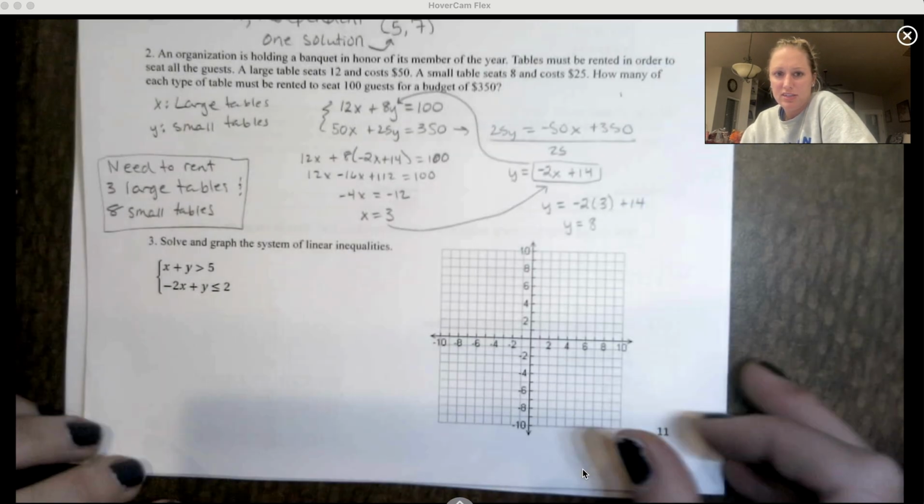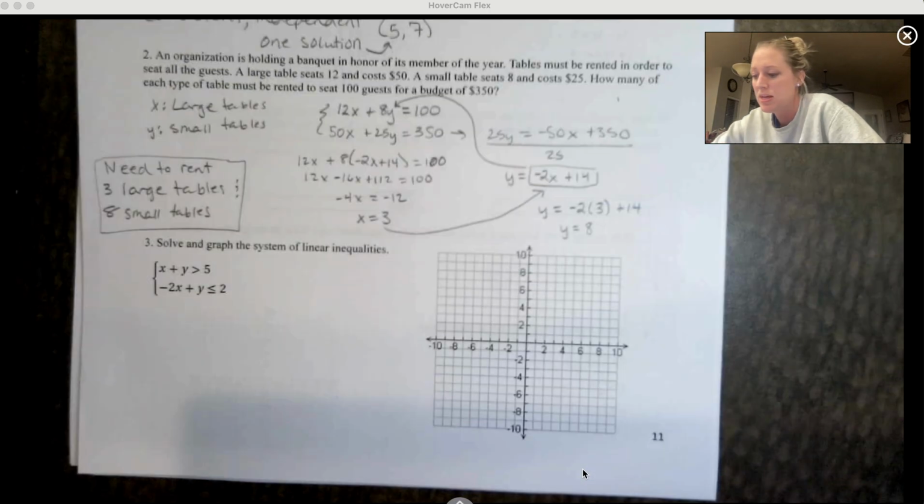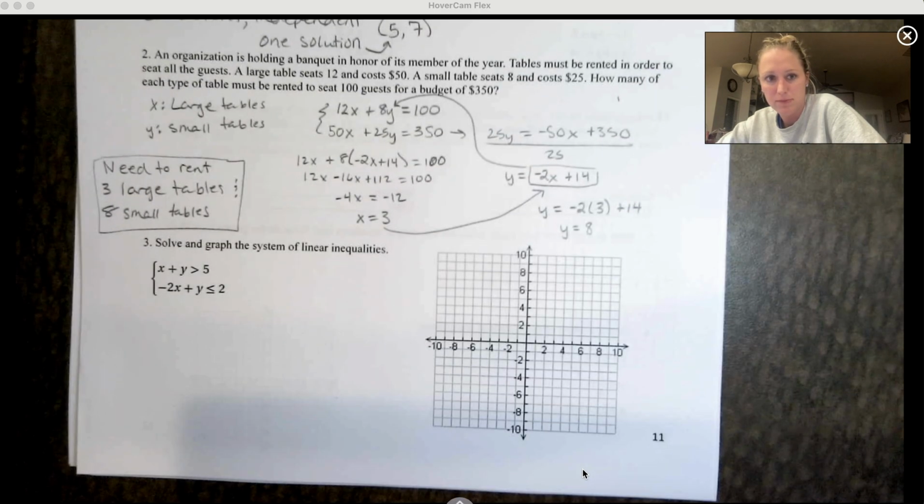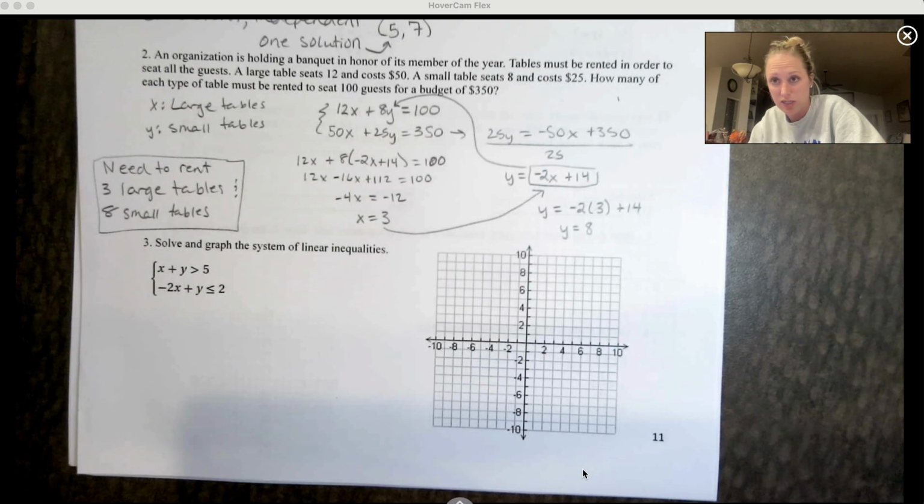Okay, last example for this video. Solve and graph the system of linear inequalities. Okay, so when I do this, you can kind of choose. I'll do this one. I'm going to graph the top one using intercepts.